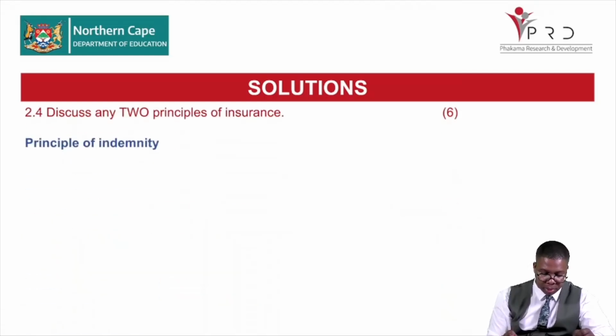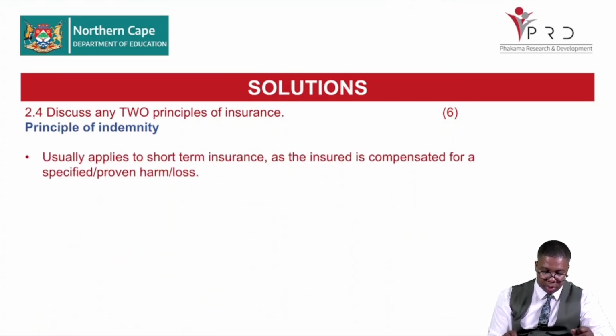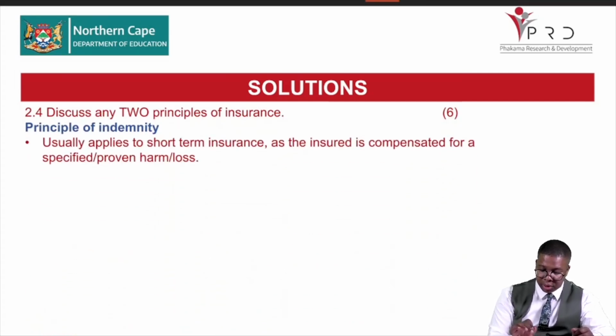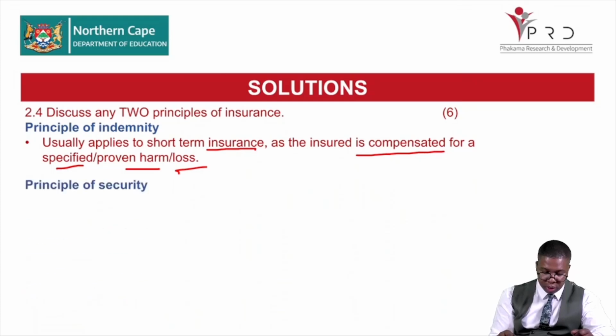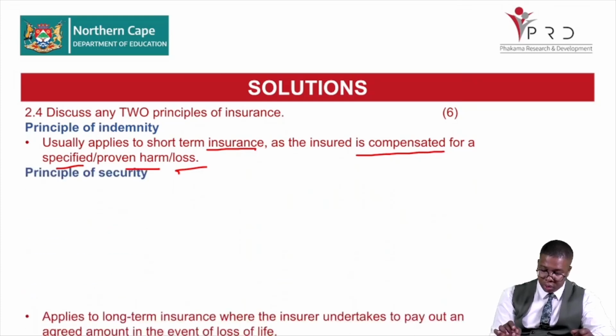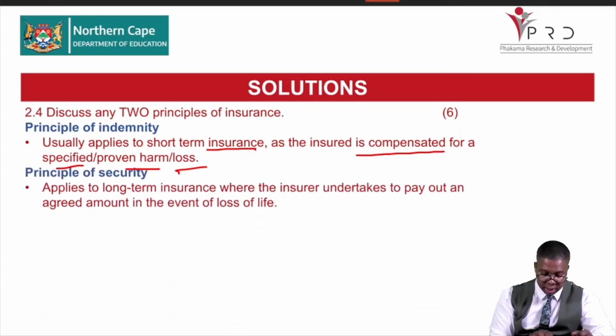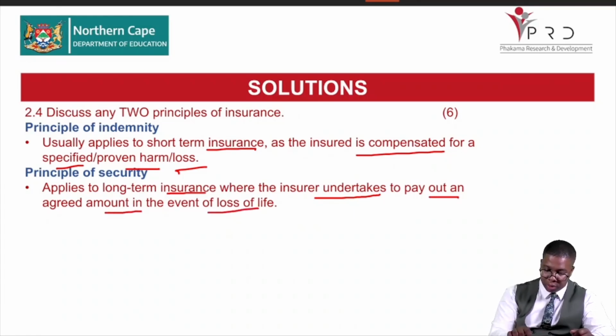Then discussing the principles of insurance. The first principle is the principle of indemnity, which gives you an idea that it is usually applicable to short-term insurance, as the insured is compensated for specified harm or proven harm or losses. Then that's one. Then you look into the principle of security. It applies to long-term insurance, where the insurer undertakes to pay out an agreed amount in an event of loss of life.